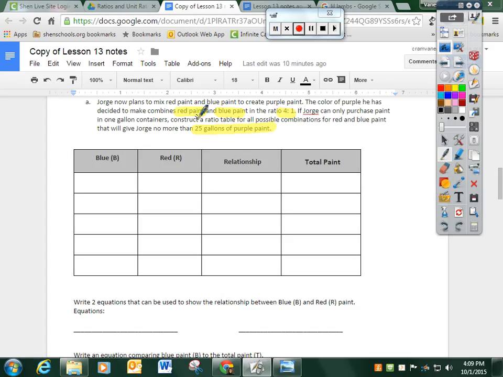They gave you the red paint first, the blue paint second. This is red to blue. Okay, and now you have to switch it, because they put blue first. So blue would be 1, red would be 4, and the relationship is 1 times 4 is going to give you 4, and the total paint is going to be 5, because 1 plus 4 is 5.